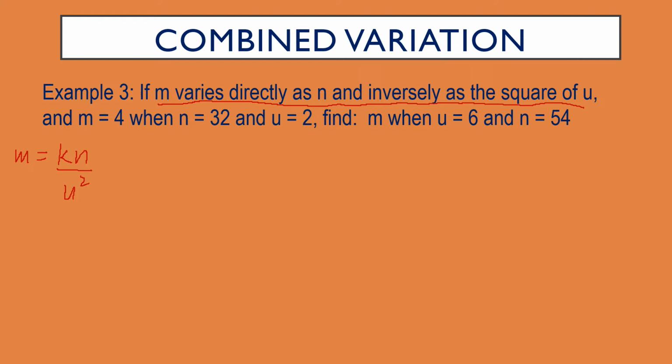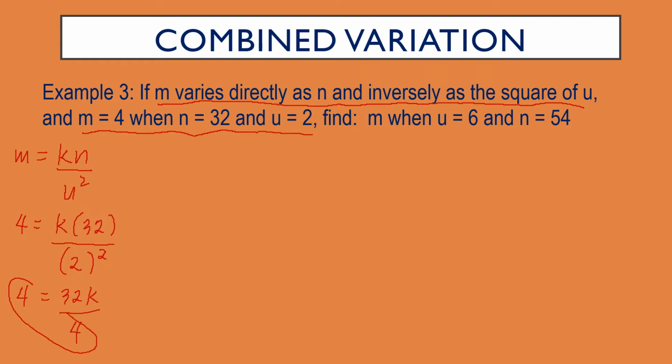Next, m is equal to 4 when n is equal to 32 and u is equal to 2. So we will substitute 4 to m, substitute 32 to n, and substitute 2 to u. So we're going to have 2 raised to the second power. Let us now simplify. 4 is equal to 32k over 2 squared, we have 4.